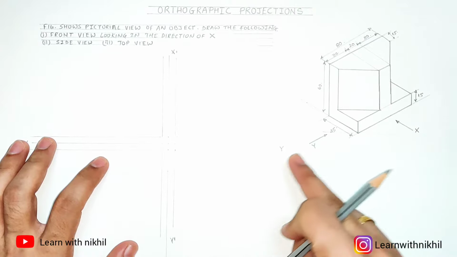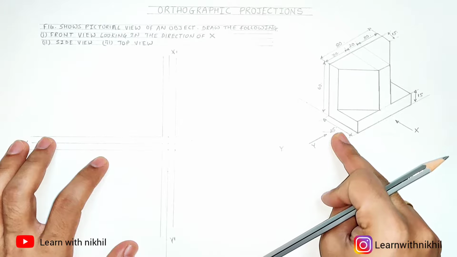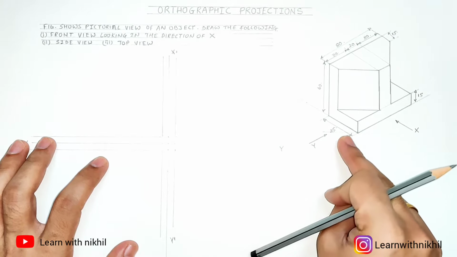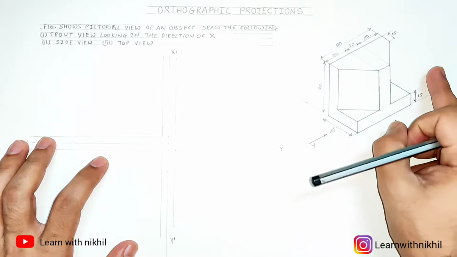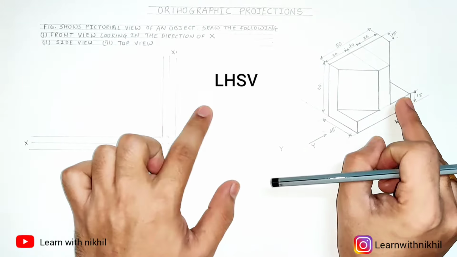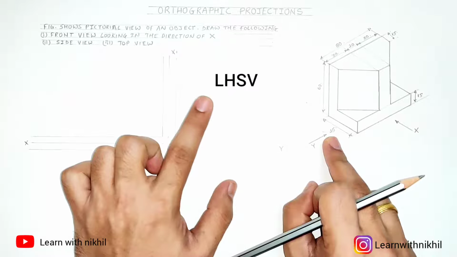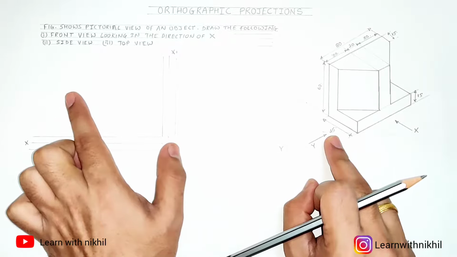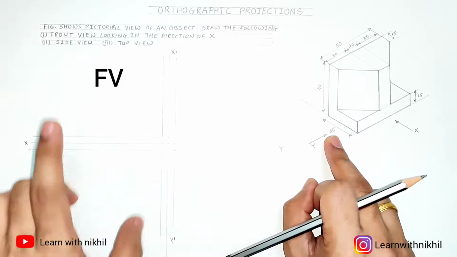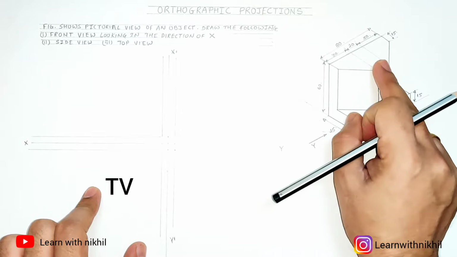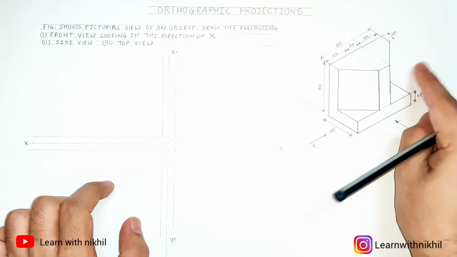Anyhow you can do. Now first we have to locate the side view. As the view is from the left hand side, it will be drawn on the right hand side. As the arrow is on the left side, the view will be on the right side. So the side view will be on the right side. On the opposite side, we get the front view. So here will be the front view and the top view will be at the bottom. So the arrow is on the left, the view is on the right.